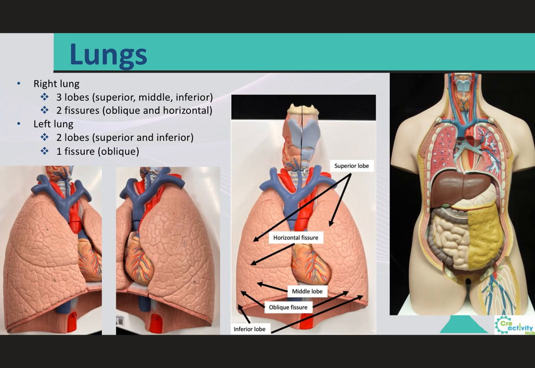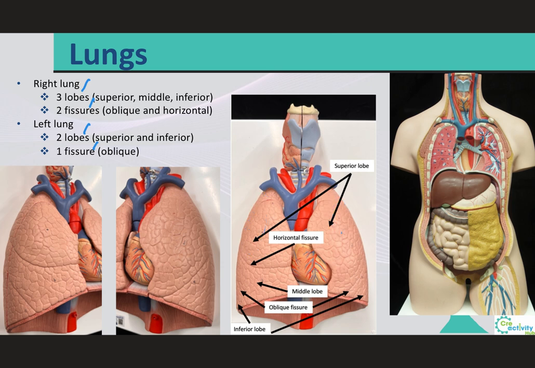There are two lungs. You have the right lung on the right side and the left lung on the left side. The right lung is going to be made up of 3 lobes divided by 2 fissures. And the left lung is going to be made up of 2 lobes divided by 1 fissure. So let's look at them separately.